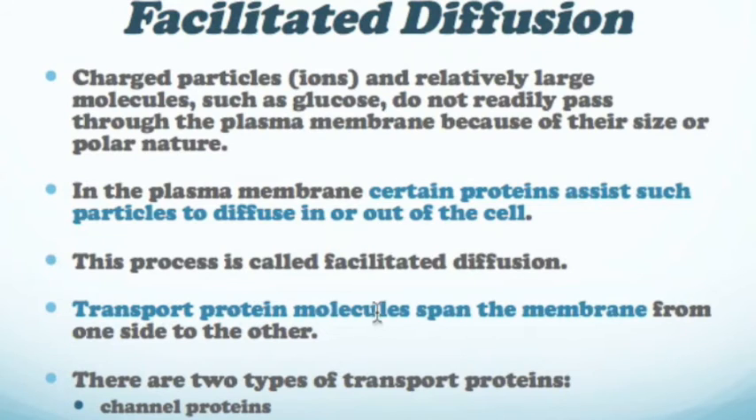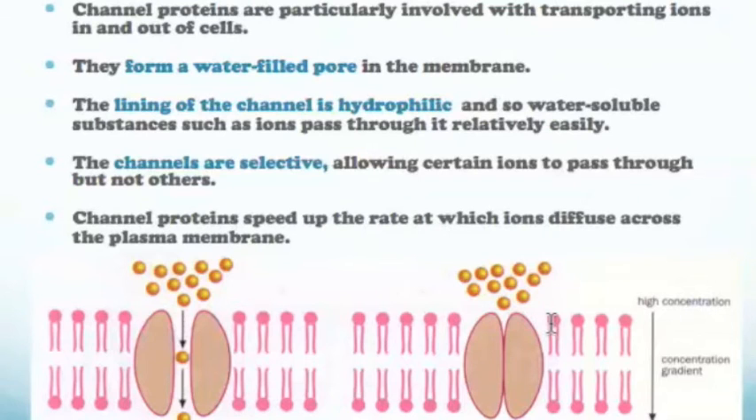Now, the transport molecules span the membrane from one side to the other, allowing the molecule to pass directly through. And there are two types of transport proteins, channel proteins and carrier proteins. Channel proteins open up and allow the molecule to pass through. The lining of the channel is hydrophilic, so the water-soluble substances such as ions can pass through it relatively easily. Channels are selective.